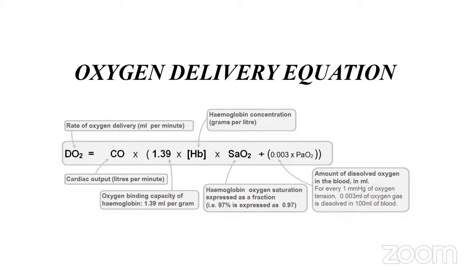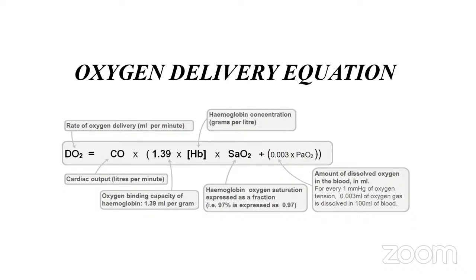So from this equation, can we say that cardiac output is equally contributing to the oxygen delivery as the oxygen saturation and the hemoglobin? Sure, if you ignore the right part of the equation, which is 0.003 multiplied by the oxygen tension, you can ignore it. So the equation will be cardiac output multiplied by the constant factor 1.39 multiplied by hemoglobin multiplied by saturation.